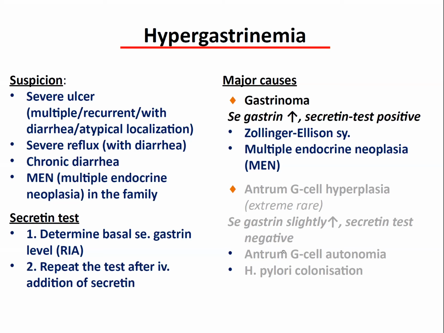But antrum G cell hyperplasia is a very rare one. You don't need to know about it. And the serum gastrin level is slightly higher. And usually in this case, the secretin test is negative.